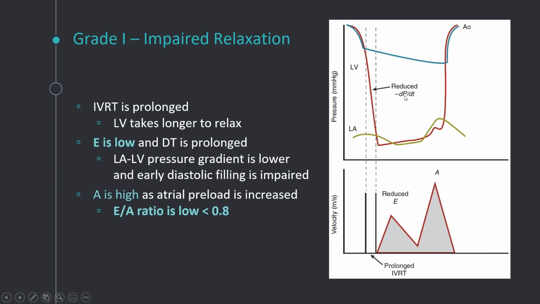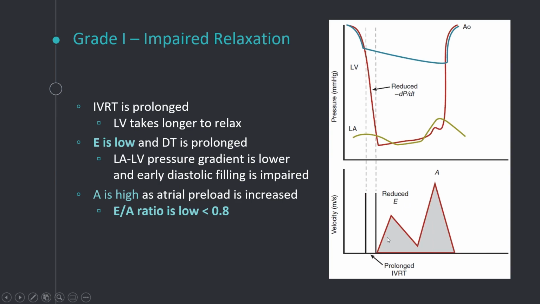So you're going to have a reduced slope of dP over dt. So your IVRT is going to be longer. And because of that, your LA and LV pressure gradient, once the mitral valve opens up, is going to be lower. It's supposed to have higher pressure in the LA and lower pressure in the LV as the LV relaxes, but because of the impaired relaxation, your LV pressure doesn't go down as much. So the pressure gradient is lower, and the pressure gradient that drives the initial E wave is not as high as expected. So you're going to have a reduced E wave at the beginning of early diastole, which is supposed to be high.